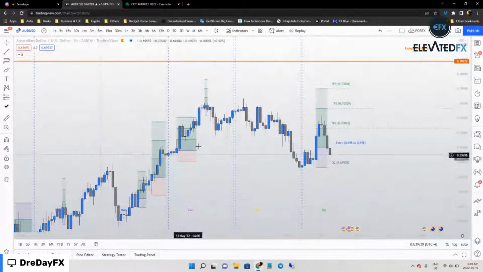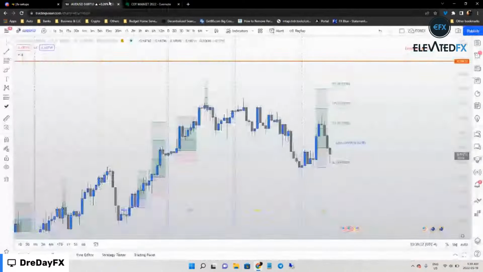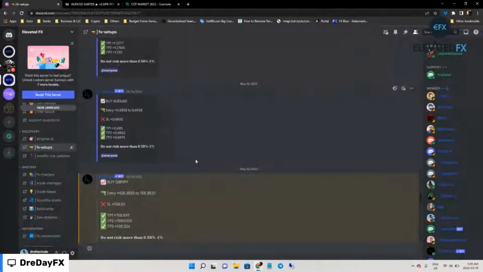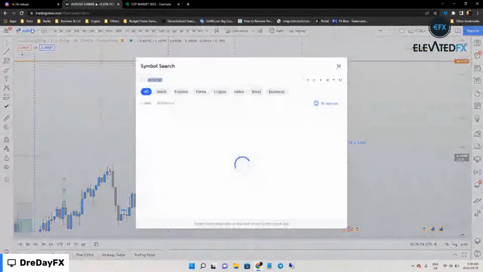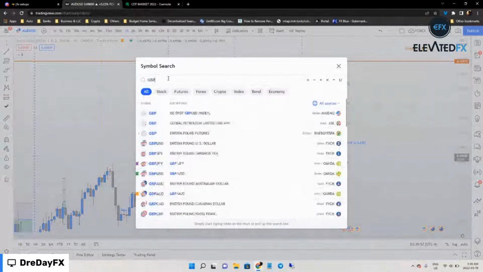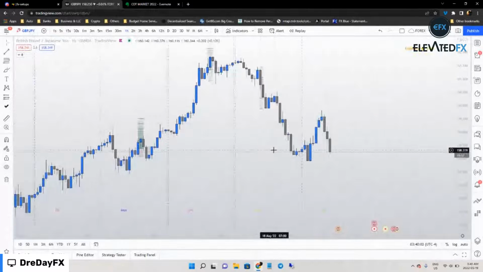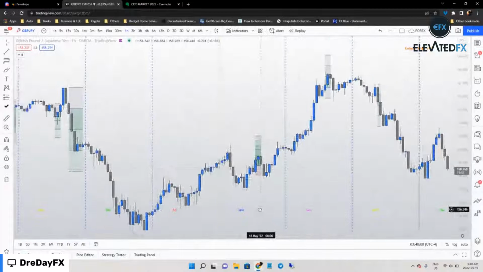But hopefully you get the gist of it, how I look at the commitment of traders and how I use it. And most of the time it goes in your direction here. So let's look at JPY, and we're going to do the same process here. So JPY, and let's look at the week.